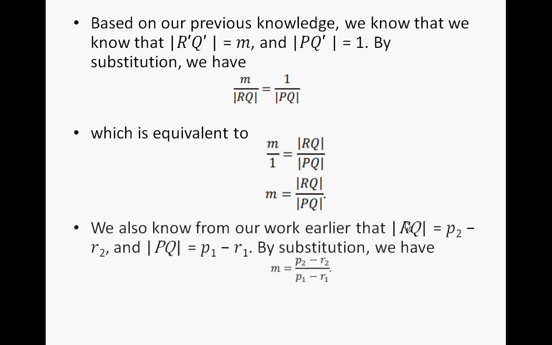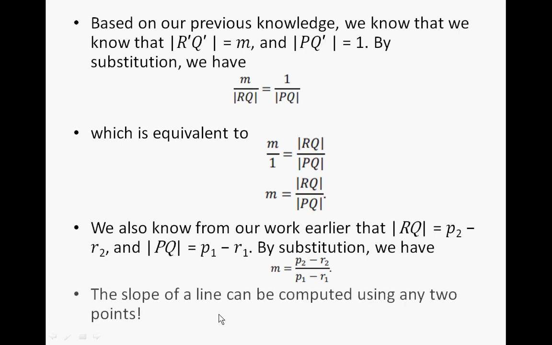Based on our earlier work, we know that the length of RQ is the same as the difference between P sub 2 and R sub 2, and PQ is the difference between P sub 1 and R sub 1. So we can substitute our coordinates in for our lengths, and that tells us that the slope of the line can be computed using any 2 points. This is the proof that shows that it doesn't matter what points we're using, we still end up using the difference of the y coordinates over the difference of the x coordinates.